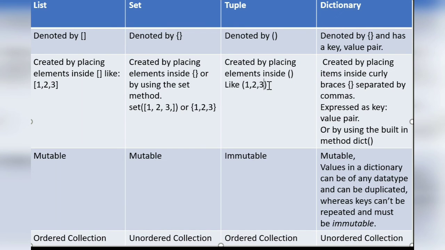Tuples are created by placing the elements inside small brackets. Similar is the case for a dictionary, you place the elements inside curly braces as key and value pairs, or you can also use the built-in method dict to create a dictionary. Lists, sets and dictionaries are mutable, tuples are immutable. And again, lists and tuples are ordered collections, and sets and dictionaries are unordered collections of data items. So that's just a basic comparison.